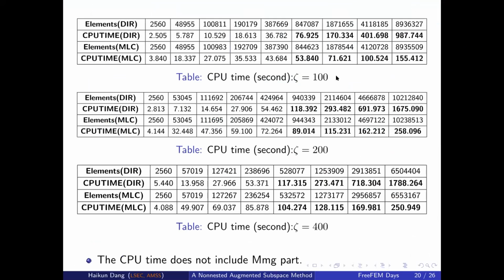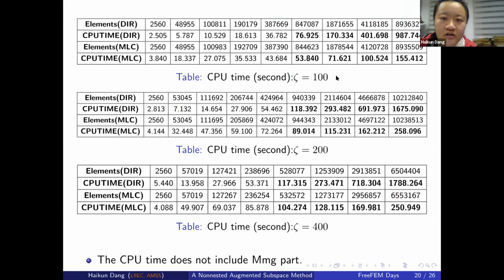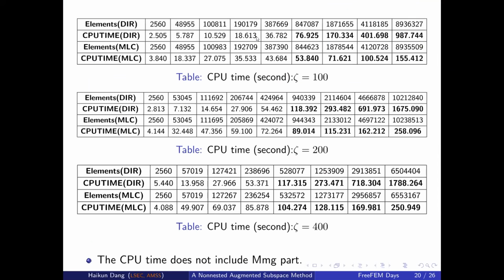The time of the MMG part is almost 70% of this CPU time. So we did not list it here.